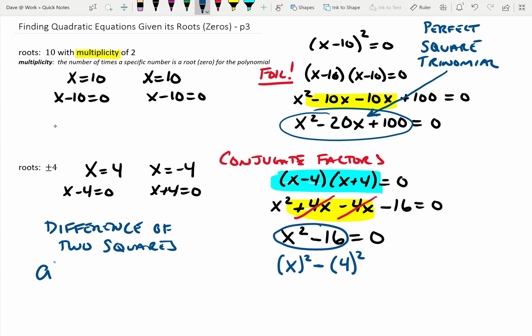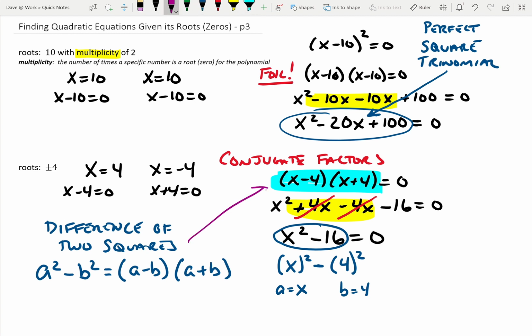A difference of two squares is when you go a squared minus b squared, or in this case, think of a as x and b as 4. A squared minus b squared will always equal a pair of conjugates, a minus b and a plus b, the same two conjugates that we get right here. We can then take a minus b and a plus b, FOIL them out, and realize we will always get a squared minus b squared.